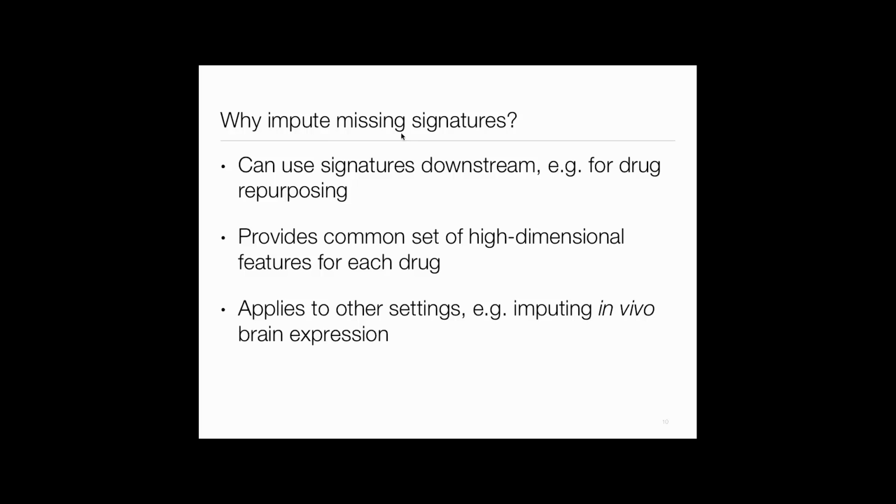And then the third motivation of why I'm doing this is that it could apply to other settings beyond the LINCS L1000 data. For example, if I modeled the relationship between individuals and specific tissues, I might be able to impute in vivo brain expression, whereas that's something that you wouldn't be able to measure. And so this could basically enable you to predict gene expression or other high-dimensional data in situations where it may not even be possible in the first place.